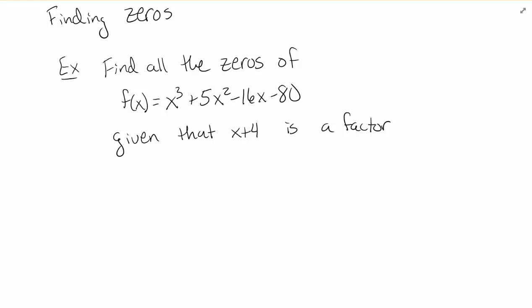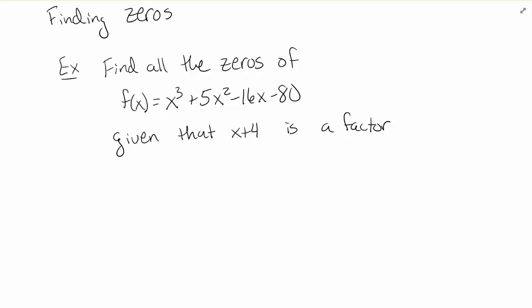Let's talk about finding zeros of a function. You can use synthetic division to find zeros if you don't have them. But let's jump into an example where you can find all the zeros of, let's say, f of x equals x cubed plus 5x squared minus 16x minus 80, given that we already know a factor.